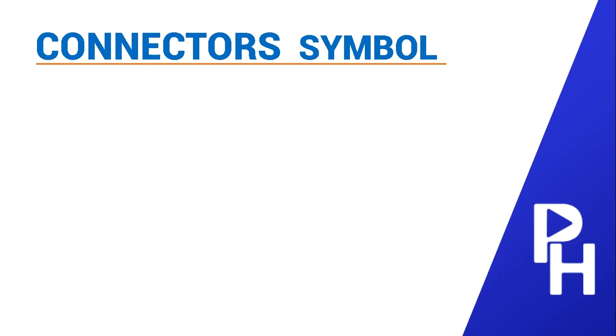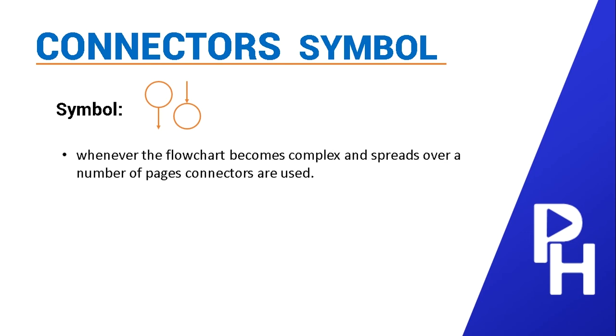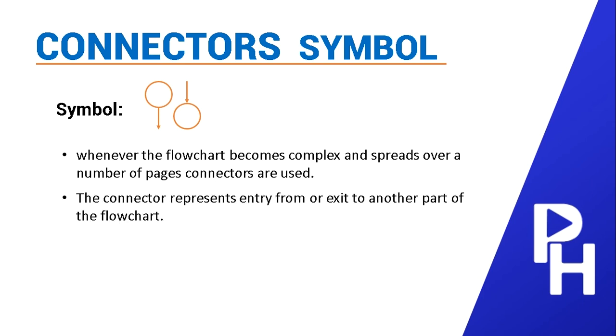The last of the basic flowchart symbols that I will be discussing today is the connector symbol. They are like this. On the left side is what we call entry from, and the right side is what we call exit to. Whenever the flowchart becomes complex and spreads over a number of pages, connectors are used. The connector represents entry from or exit to another part of the flowchart.